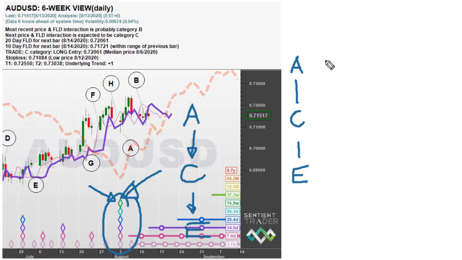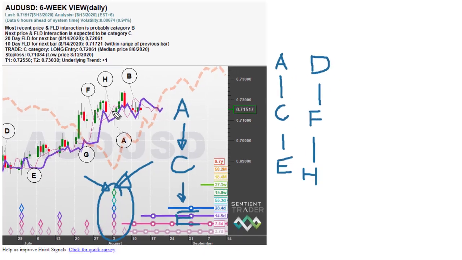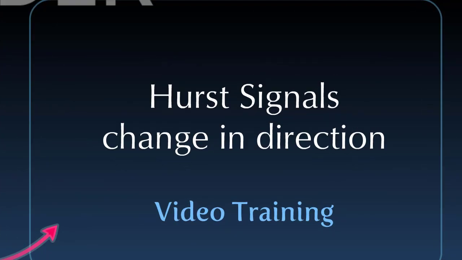And of course, if the system is recommending a short trade, such as a D category trade, then it might change its mind and say, well, actually, no, this is an F category trade, but it's still a short trade, so hey, that's good news. Or it might say, actually, we think this is an H category trade. Again, there's no change in direction. So the change of direction is fairly unusual. And a change of direction occurs in a situation such as we've just seen in the Australian dollar against the US dollar, which is a change in not only the analysis but also the interpretation of the interactions between price and the FLD. So I really hope that you found that video useful.